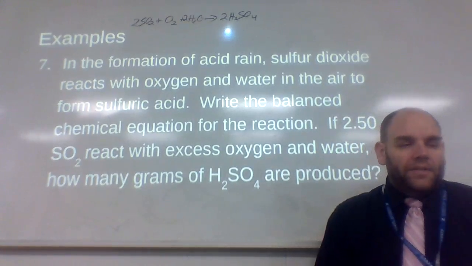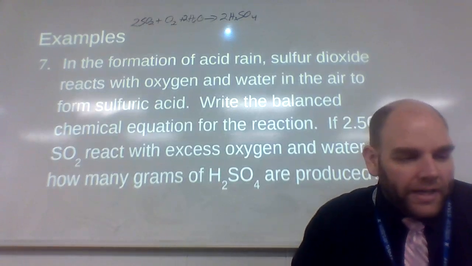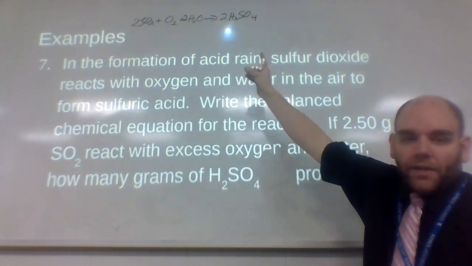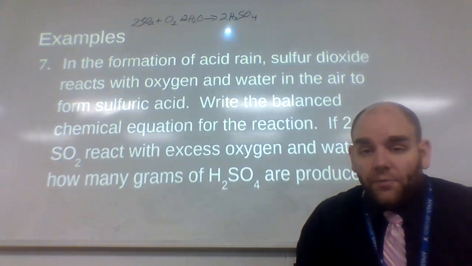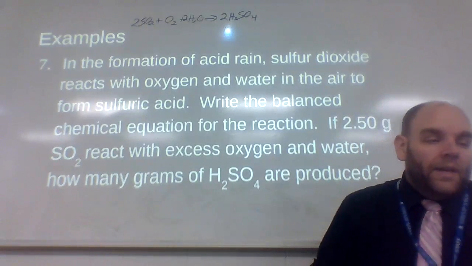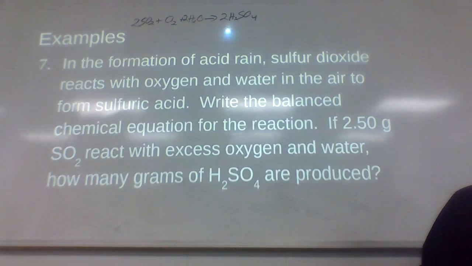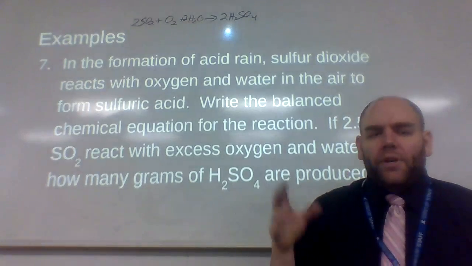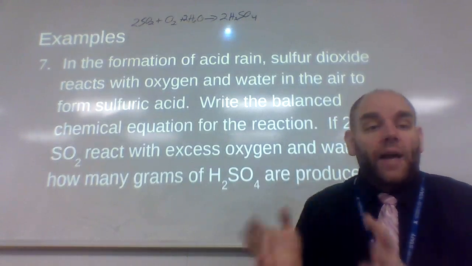So, last example, in the formation of acid rain, sulfur dioxide reacts with oxygen and water in the air to form sulfuric acid. Sounds familiar. I feel like we did that already. Yep, it's still up there. Okay, so I left that up there for a reason. We're looking back at the first example we did today for that balanced chemical equation. All right, so this time, if 2.5 grams of sulfur dioxide react with excess oxygen and water, all that means is, hey, I'm starting with sulfur dioxide. I have leftover oxygen. I have leftover water that I don't actually use.